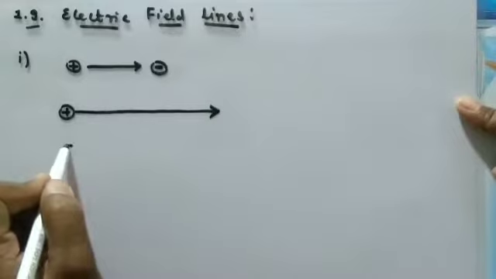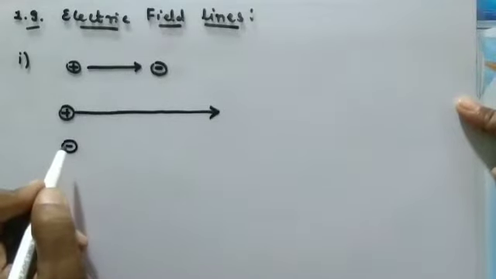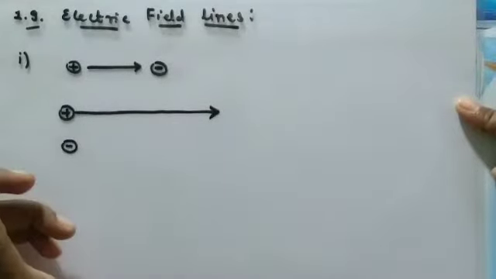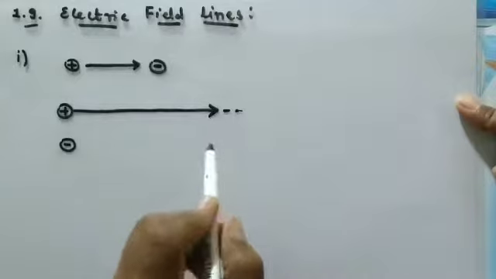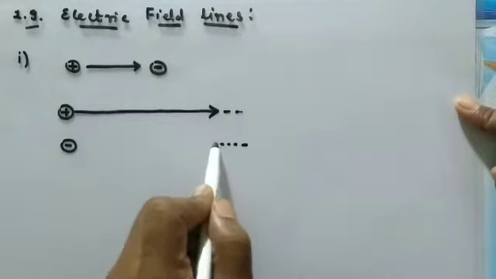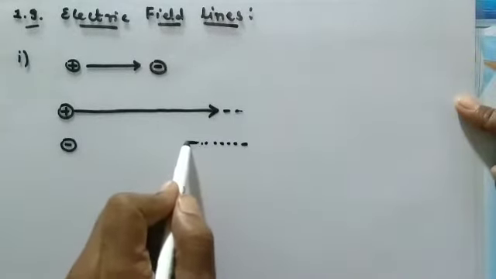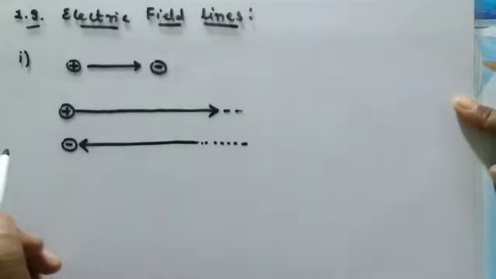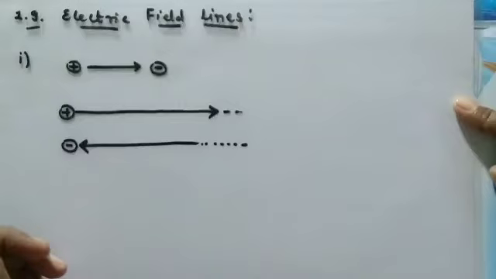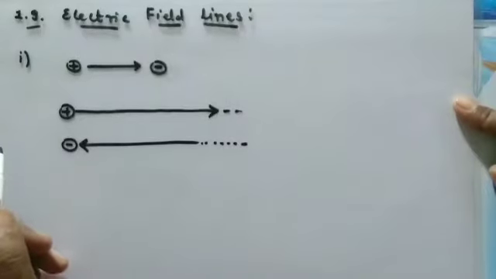Similarly, if there is a negative charge, then once again we have to imagine that there is a positive charge at infinity, and the field lines are coming from that infinity and enter or end in a negative charge. So this is the first property.